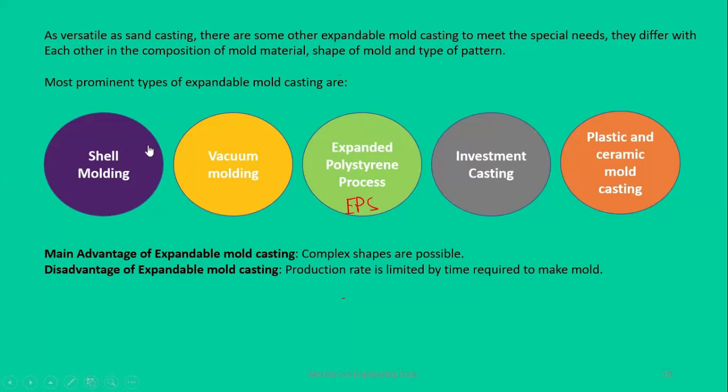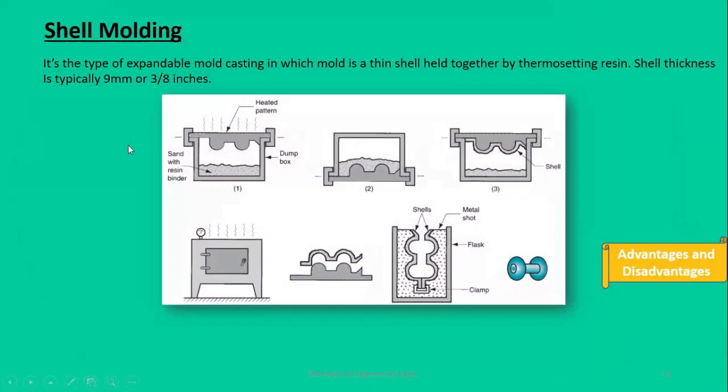So let's start with shell molding. It's a type of expandable mold casting in which the mold is not a whole flask filled with sand. Rather, the mold is a thin shell held together by a thermosetting resin. We know that we add resin and binders into the mold material to keep it intact, but in this case the mold is not the whole bulk of sand, rather it's a thin shell held together by the thermosetting resin, and the shell thickness is typically 9 mm or 3/8 inch.